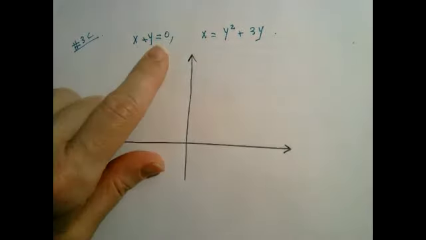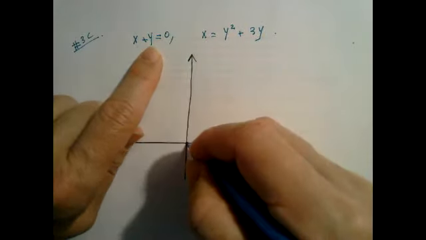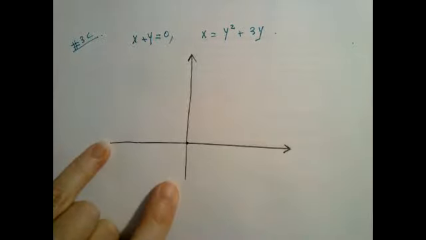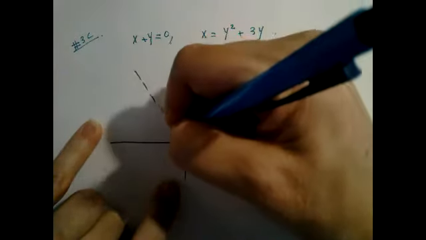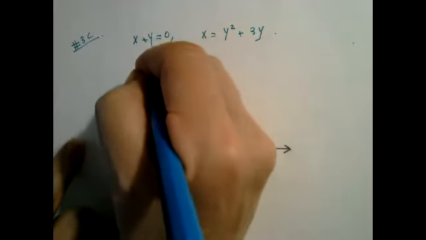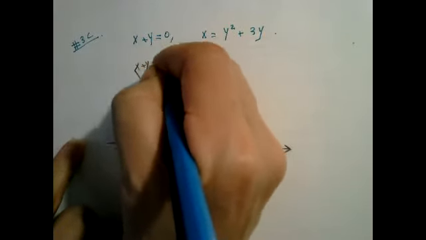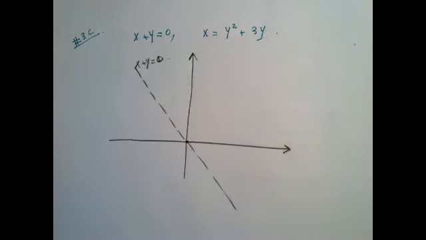Okay. x plus y equal to 0, that's simple. It means y equal minus x. So this is x plus y equal to 0. Okay, so that's easy. Now, x equal y squared plus 3y.